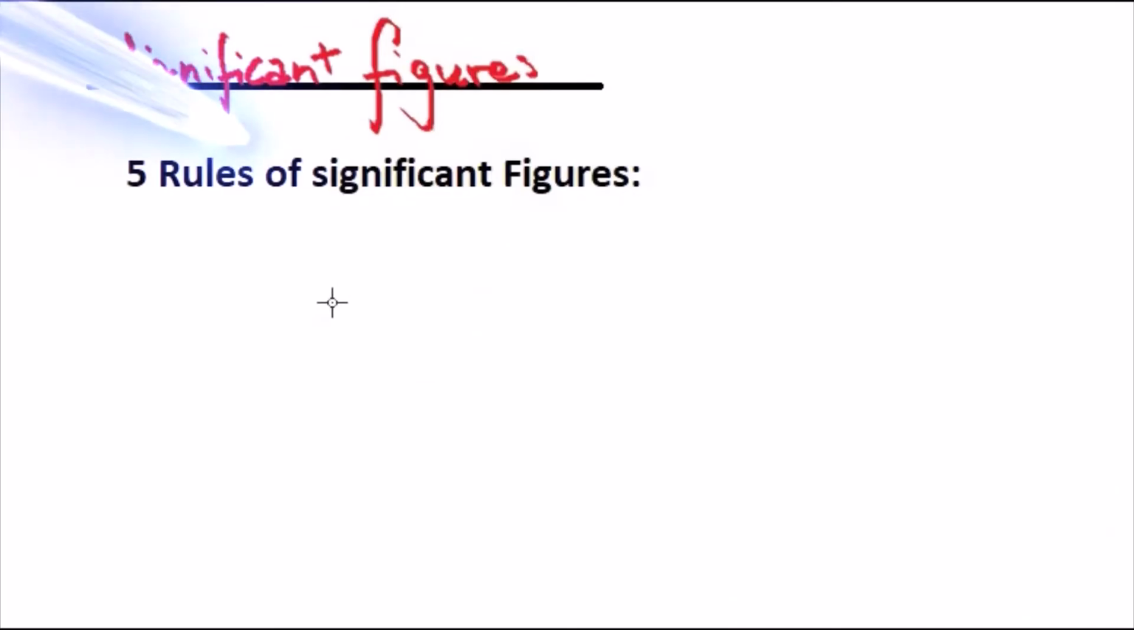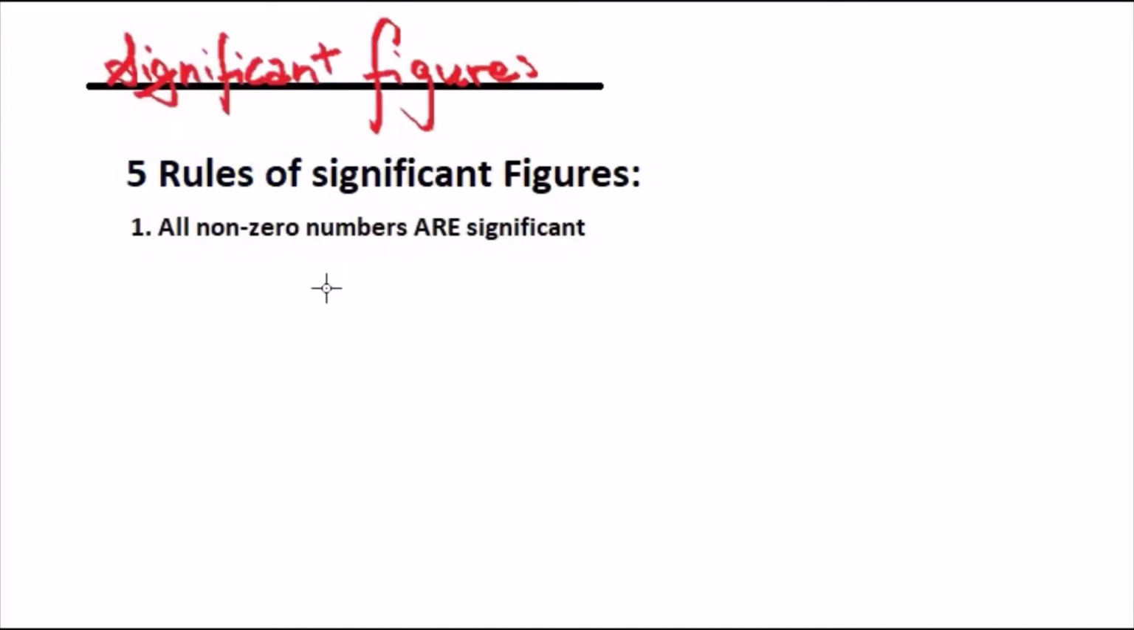Looking at significant figures, you want to remember these 5 rules. All non-zero digits are significant. And when we say non-zero digits, we are talking about the numbers 1, 2, 3, 4, 5, 6, 7, 8, 9 appearing in numbers as digits. So remember, all non-zero digits are significant.